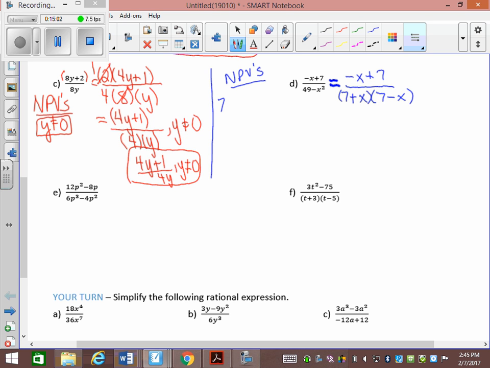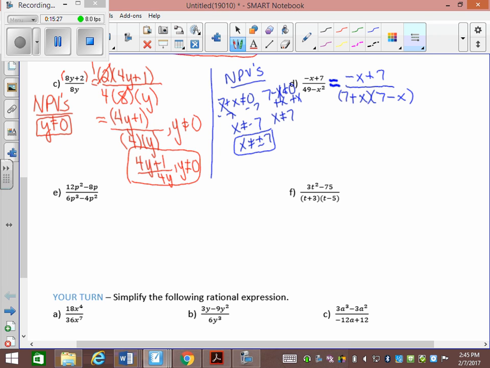So we have 7 plus x can't equal 0, and 7 minus x can't equal 0. Subtract the 7. X can't equal negative 7. Add the x. X can't equal 7. So x can't equal plus or minus 7.